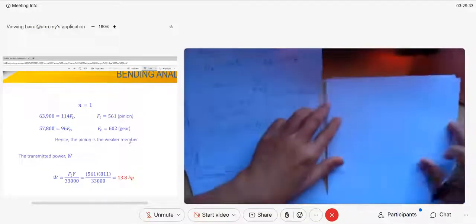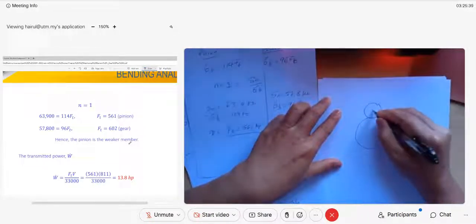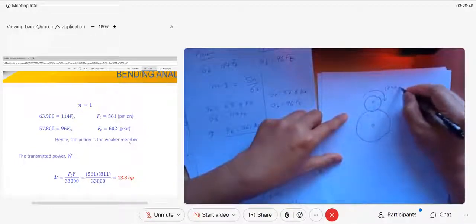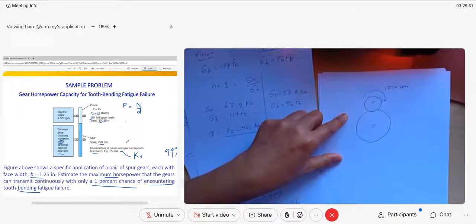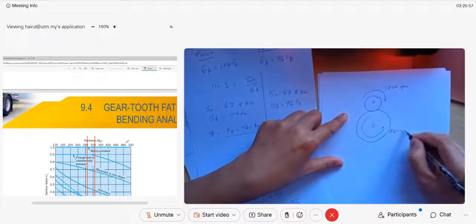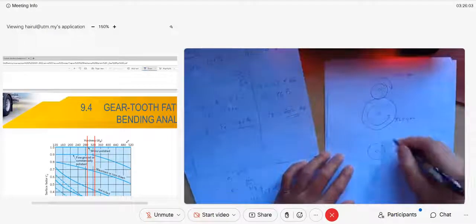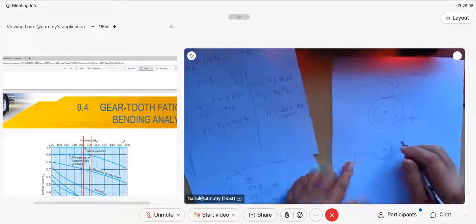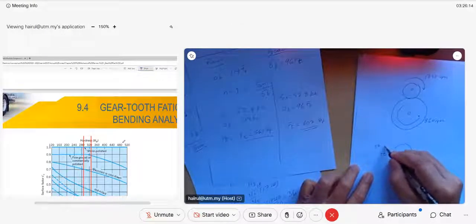The system is like this. This is your pinion, this is your gear. The gear drives a conveyor belt. Let's say the system is running at 1720 RPM for the pinion, and this one will be 860 RPM. If you look at the free body diagram of the pinion, driven like that, this will be the F tangent to the pinion. The F tangent that we calculated for the pinion is 561 pound force.